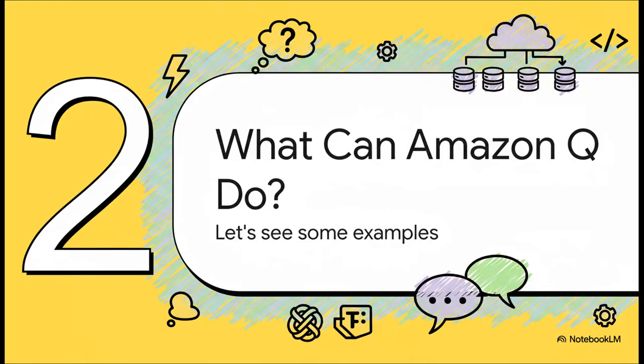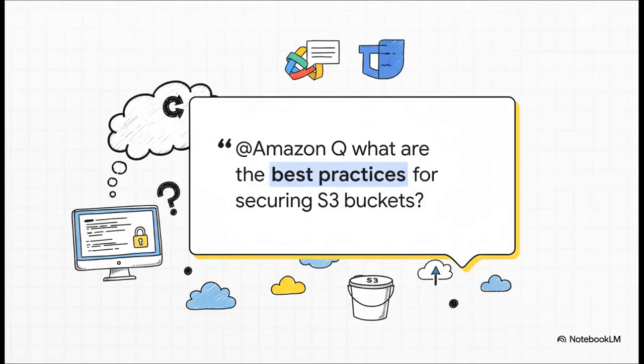Okay, so that all sounds pretty great in theory, but what does this actually look like day to day? Let's walk through a few real-world examples to see how Amazon Q can be a seriously powerful assistant in your workflow. All right, let's start with a classic. Instead of spending 20 minutes digging through security white papers, you can just ask for a direct, actionable summary of best practices for something as critical as S3 bucket security. And boom, you get the answer right there in your chat. This saves a ton of time, and it gets your whole team on the same page.